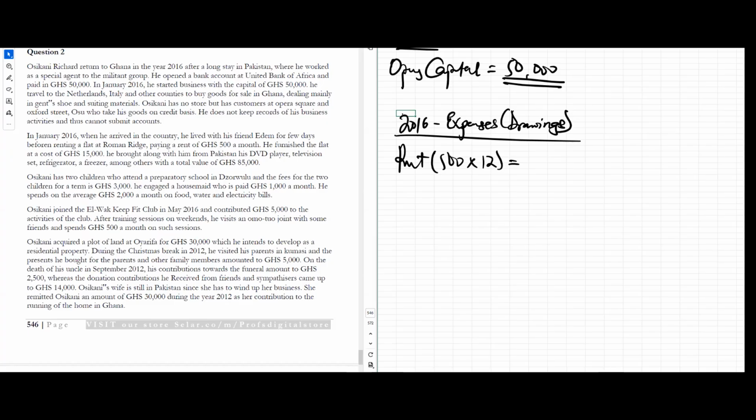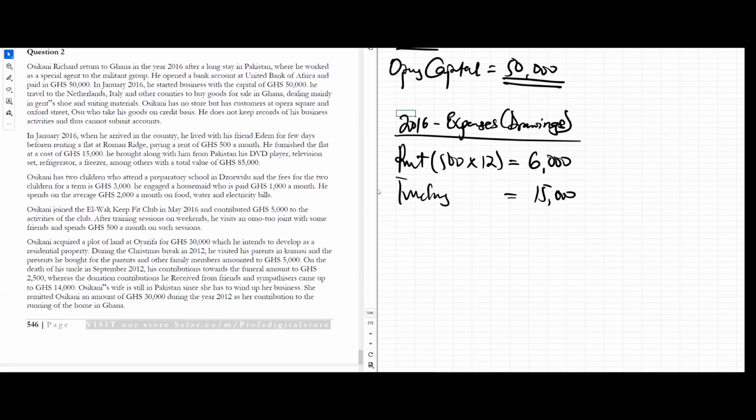January, no rent. So 512. Is it 6,000? 6,000, yes. Okay. Then they said he furnished the flat at a cost of 15,000. So furnishing, 15,000.